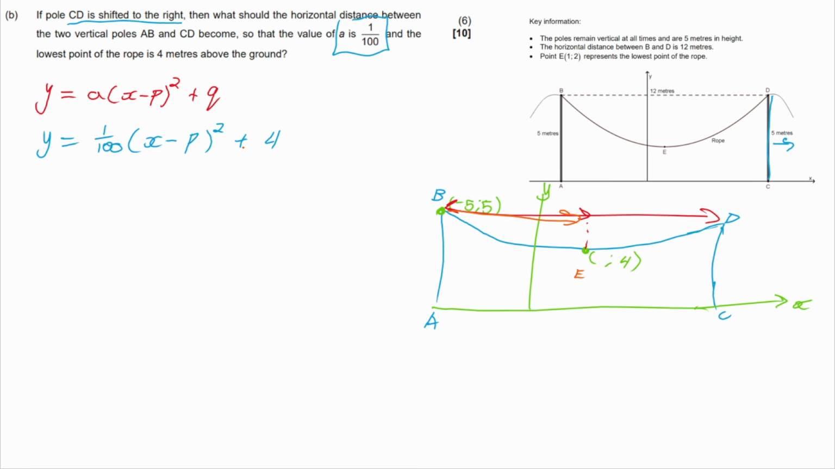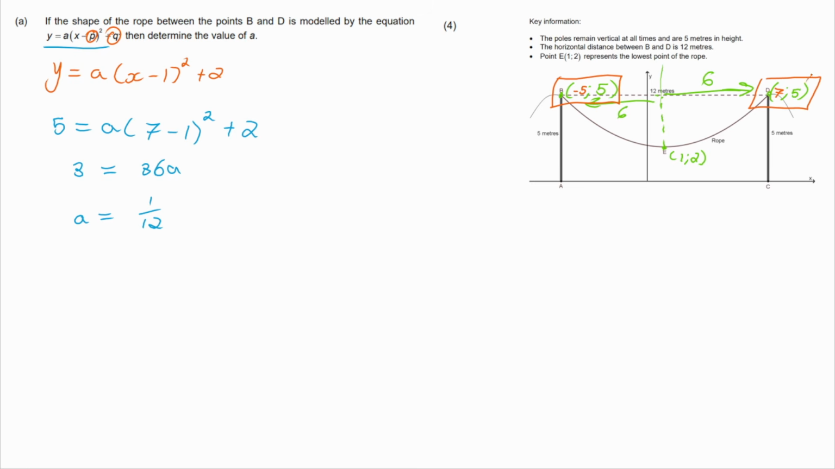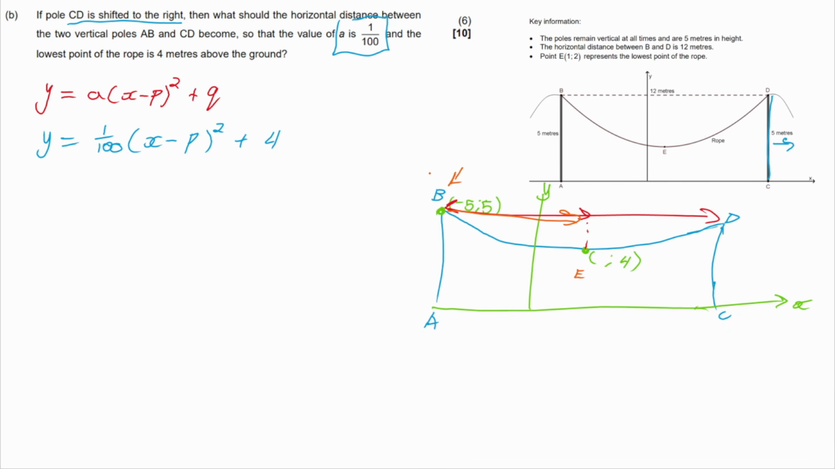So we need to substitute in a point over here. And we're going to substitute in B, because B did not change. B's coordinate did not change. CD is being shifted, so we can't substitute this in, but we can substitute B in, because B does not change. Okay, so we're substituting in this, 1 over 100. Our x is now minus 5, minus p, squared, plus 4.